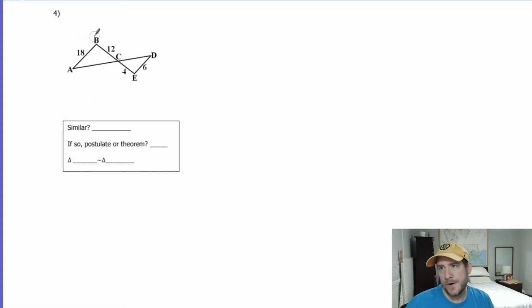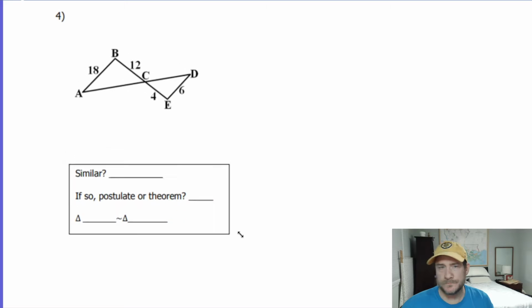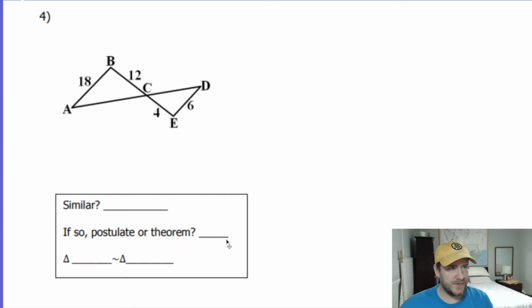For 4, so 4 is a bit of a tricky one. Make it as big as I can. Looking at it, we can certainly pair off our corresponding sides and everything. 4 is smaller than 6 and 12 is smaller than 18, so those must correspond. 6 must correspond with 18. We can see pretty quickly that 4 times 3 will make 12, 6 times 3 will make 18, so we are proportional. We've got that ratio. But we don't have the other sides, so we can't use side, side, side. That's out.